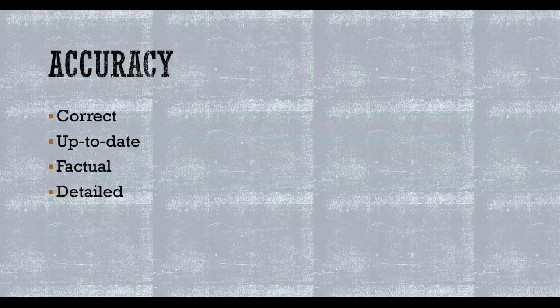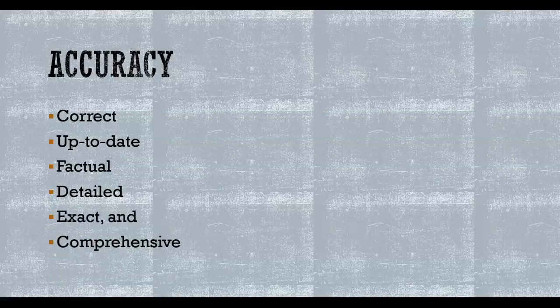Accuracy tests if the information is actually correct, up-to-date, factual, detailed, exact, and comprehensive. For example, even though a very credible writer said something that was correct 60 years ago, it may not be correct today. Similarly, a reputable source might be giving up-to-date information, but the information may be only partial and not give the full story. Some works are timeless, like the classic novels and stories.